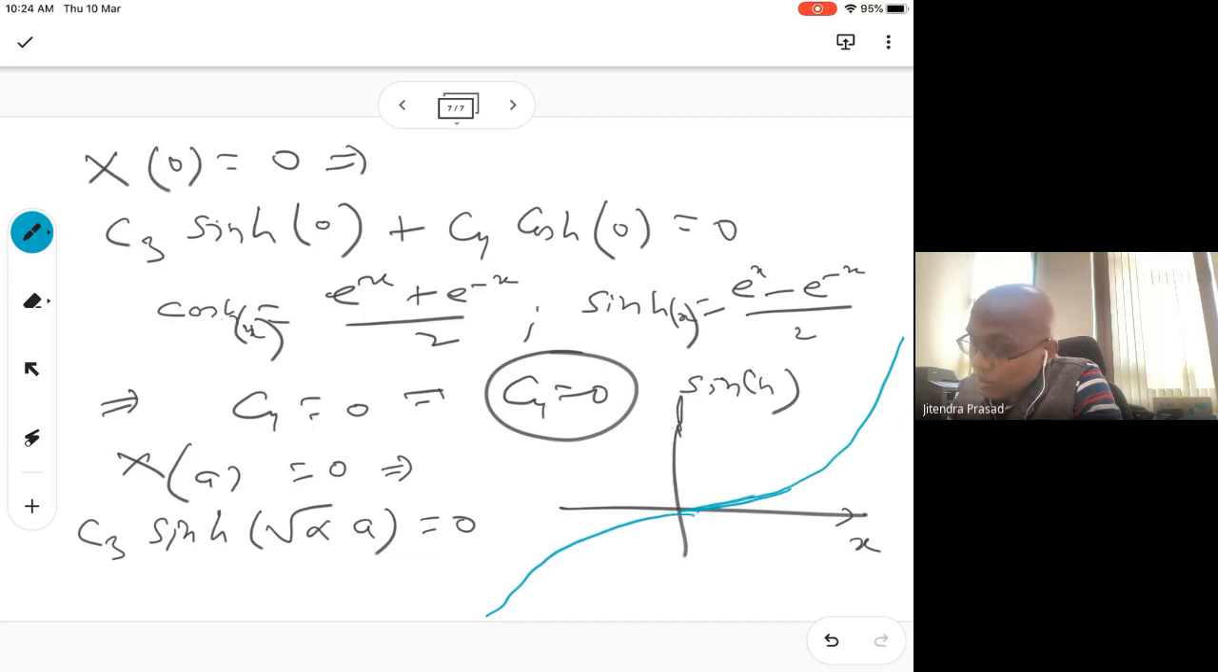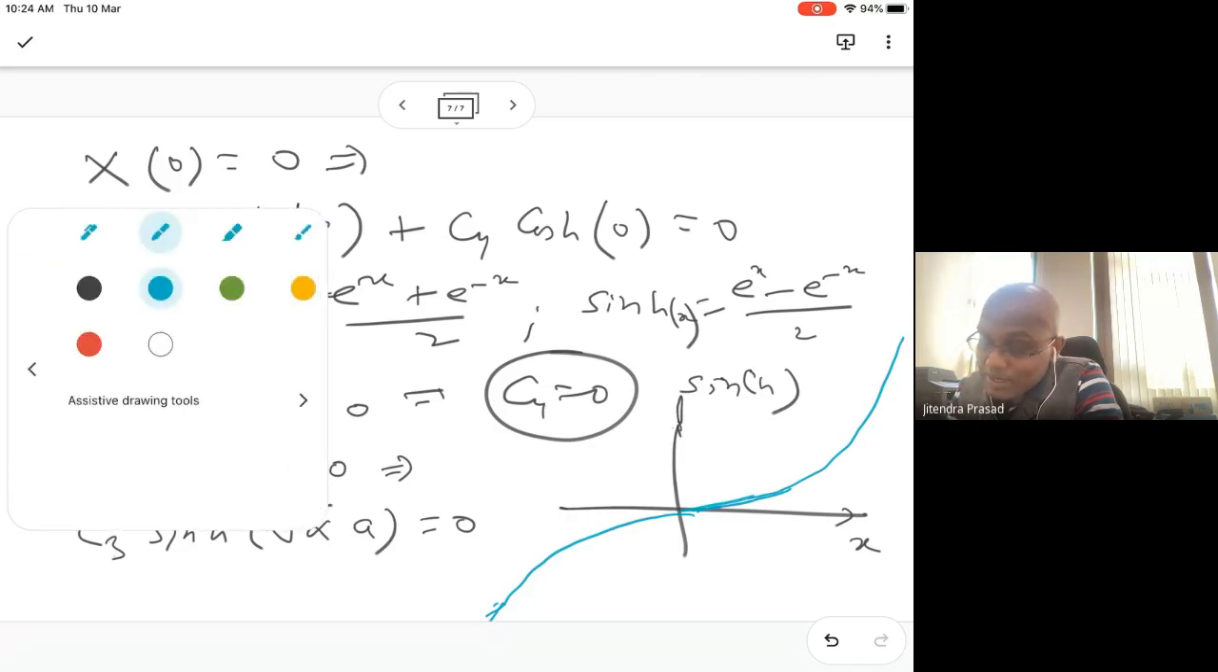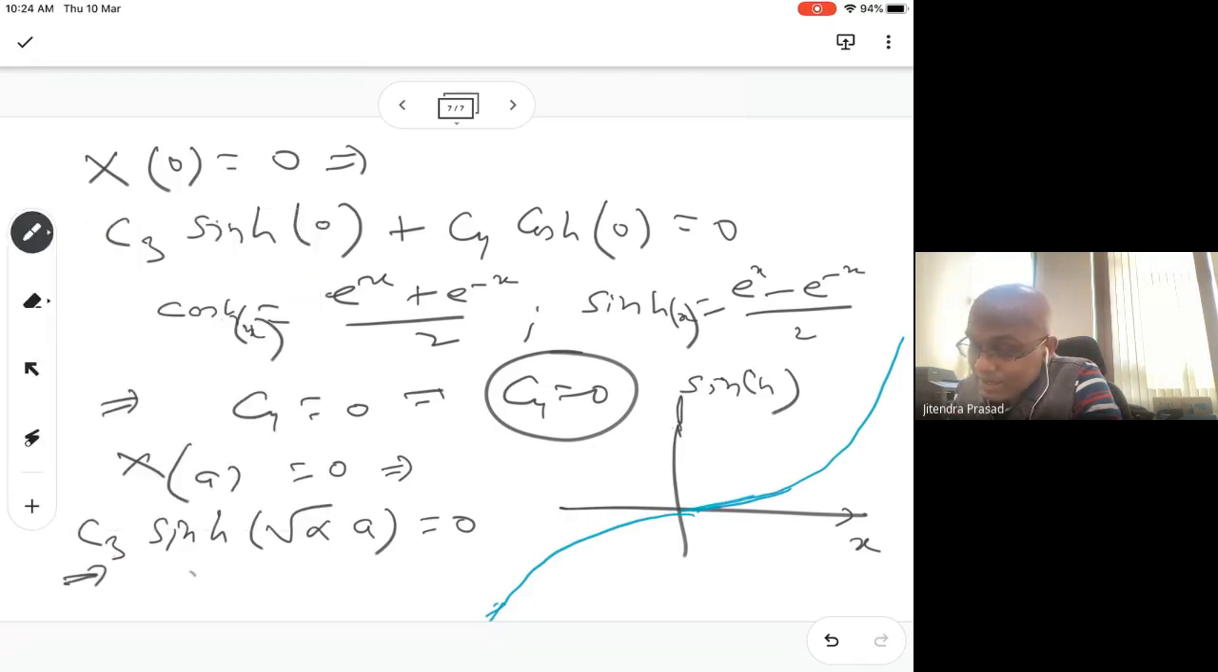Yeah. So it will be 0 just here. There's no other place it can be 0. So that really means what? It's only possible when you have alpha equal to 0 or C3 equal to 0. If alpha is not equal to 0, C3 has to be equal to 0. So that tells you that C3 has to be equal to 0. There is no other way.